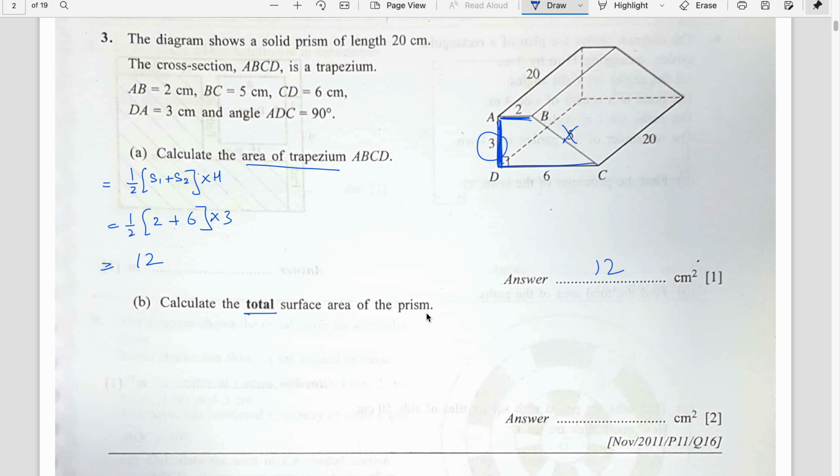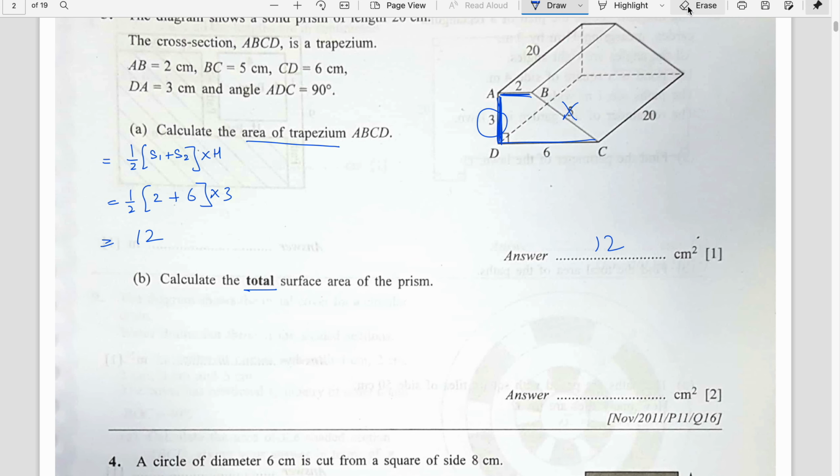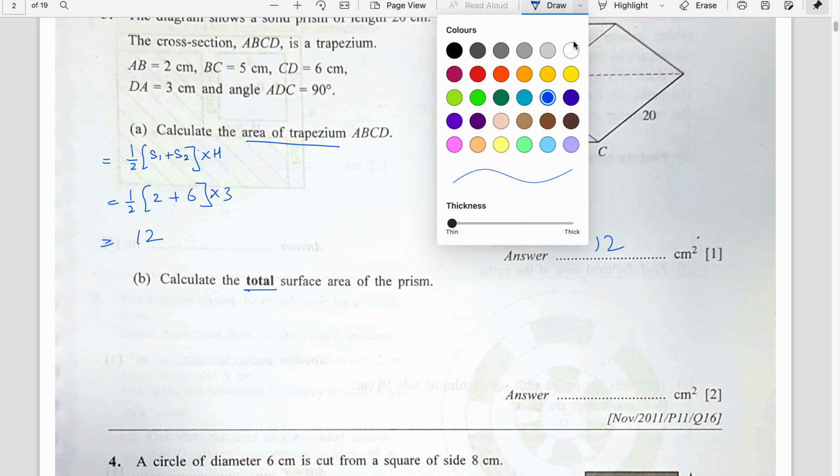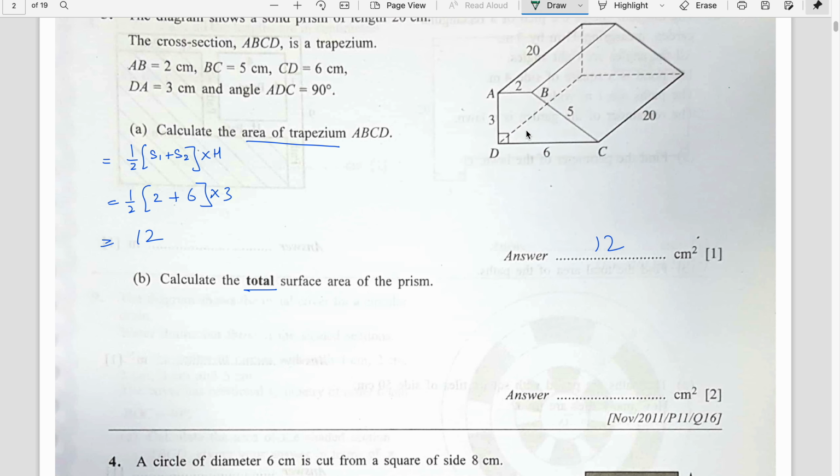Second part, total surface area of the prism. Now there are two ways you can do it. One is the basic method. Everyone will follow that. Second is a little easier, but only those who practice more questions can follow it. So let's start with the conventional method first. I already know the area of this trapezium, that is 12. Plus, this is again the same trapezium, another 12. Done with 2 shapes, I'm left with 4 shapes. How should I solve that?